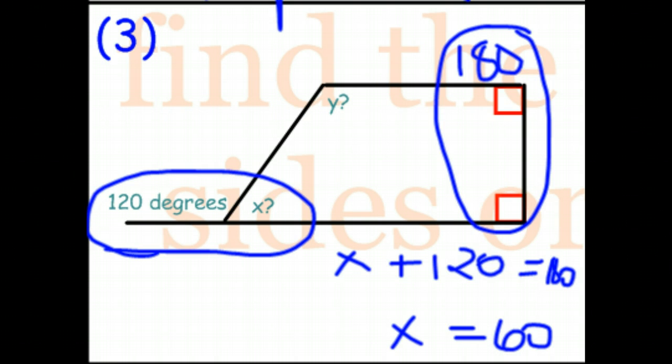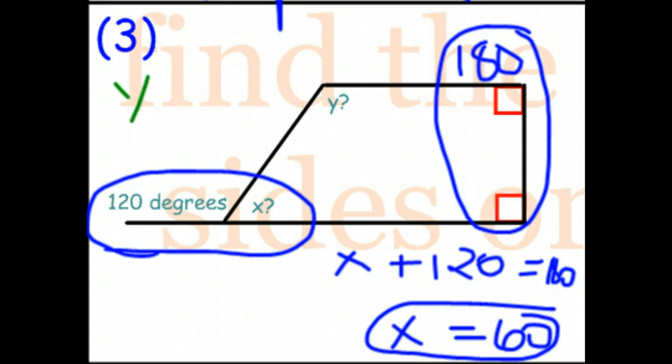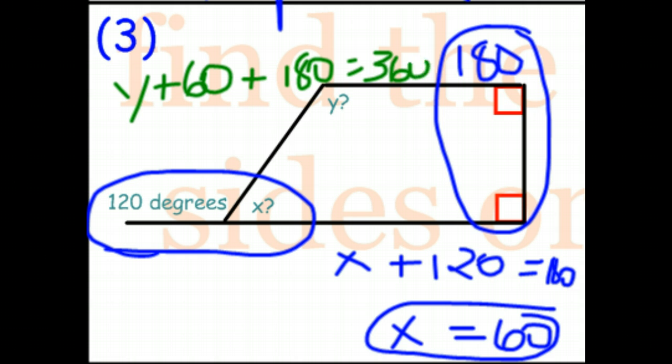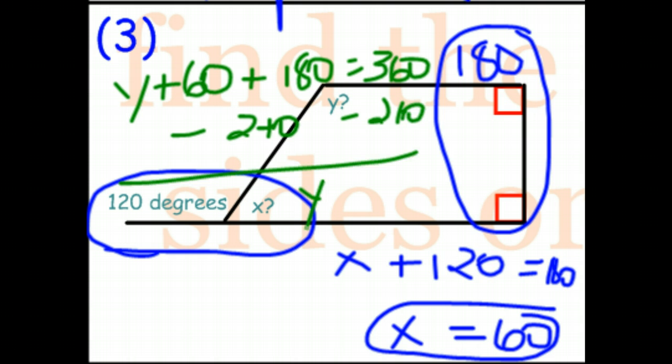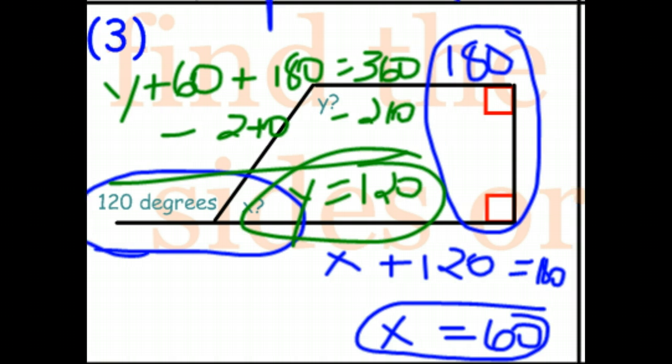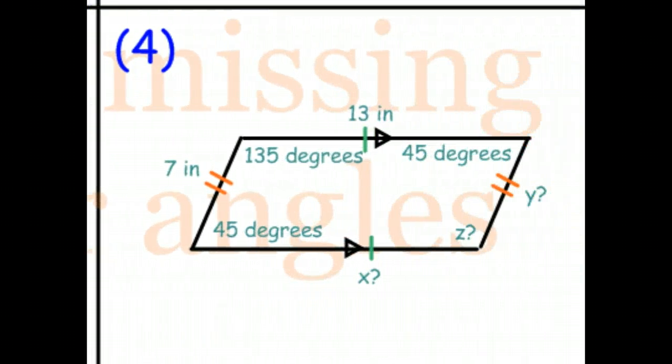And finally, when we try to find y, we have y plus 60 plus 180 equals 360. When we subtract away 240, which is the sum of 60 and 180, we end up with y is equal to 120. And finally, for 4, we see that two lines are parallel. We're not sure about the other two. This is either a trapezoid or a parallelogram.